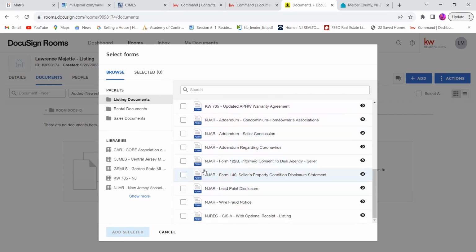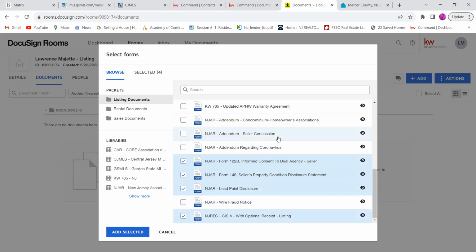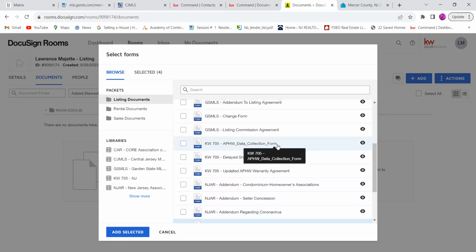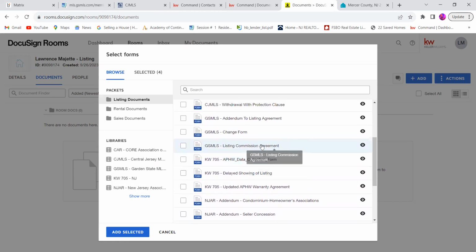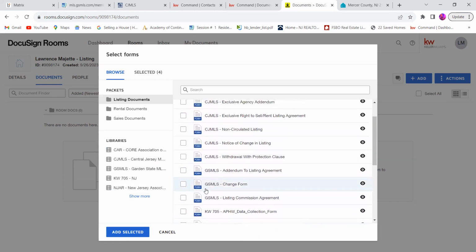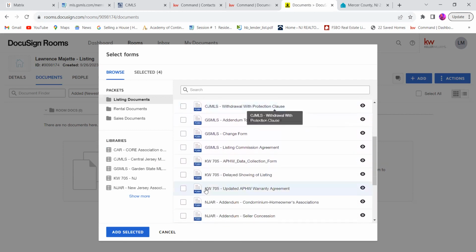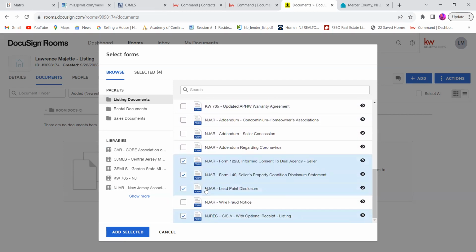So I need an informed consent to dual agency. I need a seller's disclosure statement. If the home is built before 1978, you'll need a lead paint disclosure. So let's say the home is. So we'll get a lead paint disclosure. I'll also need a CIS, right? And I'll also need a, where is it? So some of the documents you do have to go look for.